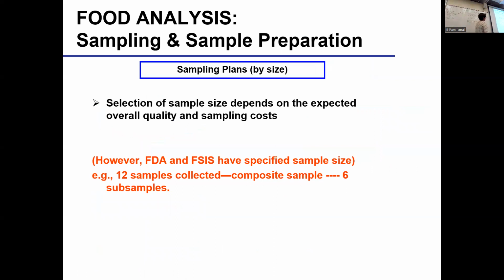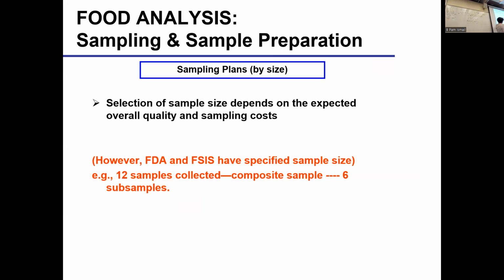So selection of sample size depends on the expected overall quality and sampling cost. Sometimes you're limited in how much it costs to get samples tested. Sometimes, if you're really worried about hazardous components, you have to take multiple samples, many samples. But sometimes you're really governed by regulations. If it's for nutrition labeling, FDA and FSIS regulate how many samples you should pull.